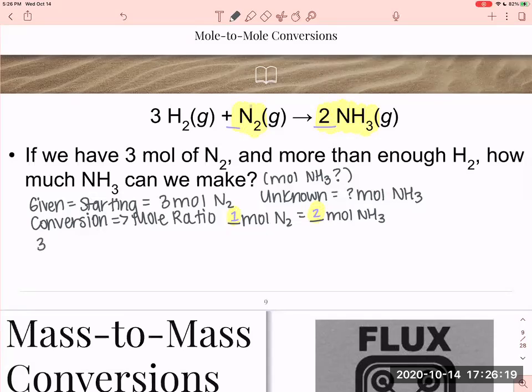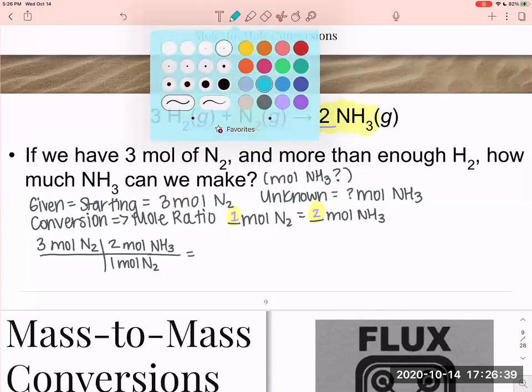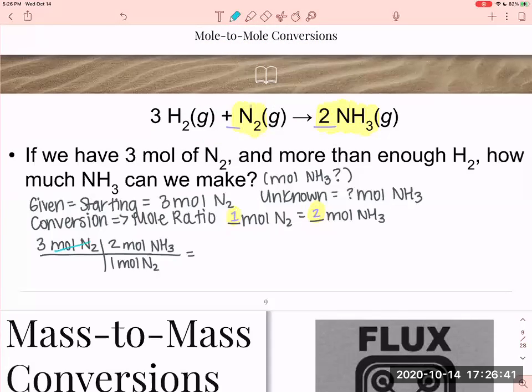So if I start with 3 moles of nitrogen, I can say for every 1 mole of nitrogen, there are 2 moles of ammonia. And hopefully, this is your happy place. If you can sit down and do some conversions, you feel comfortable and confident in that place. If it's not quite your happy place yet, you need to do more practice with it.